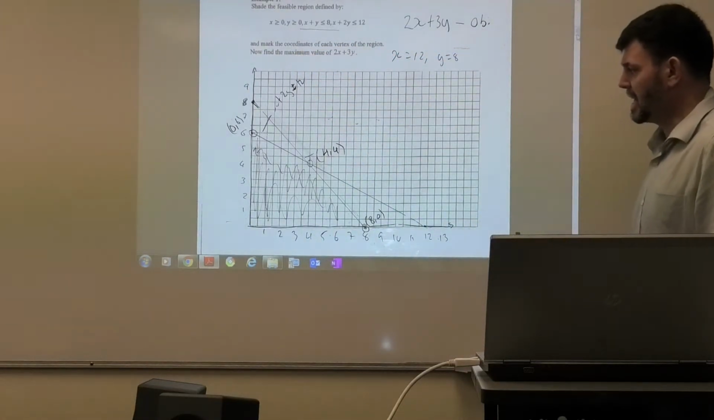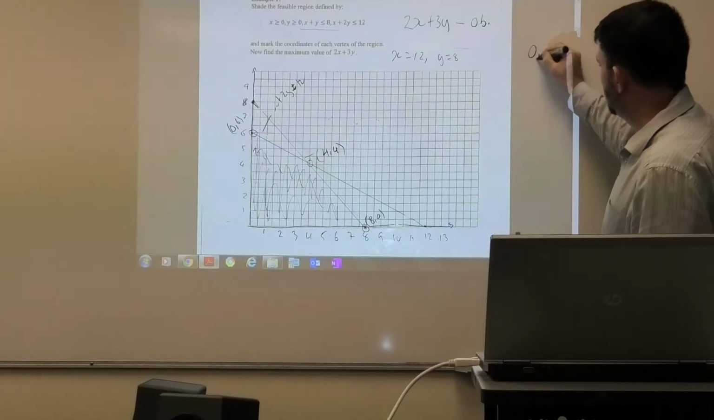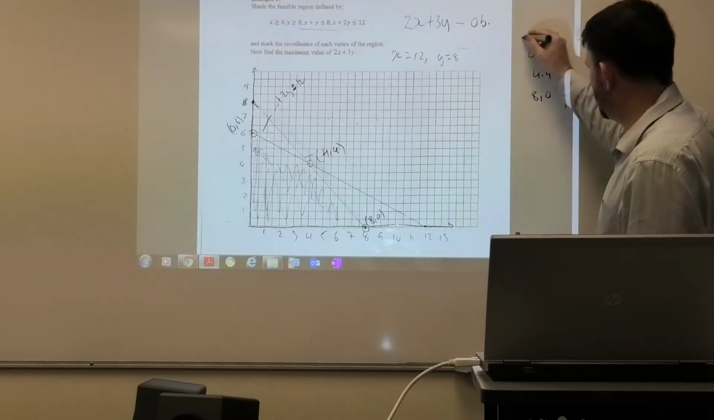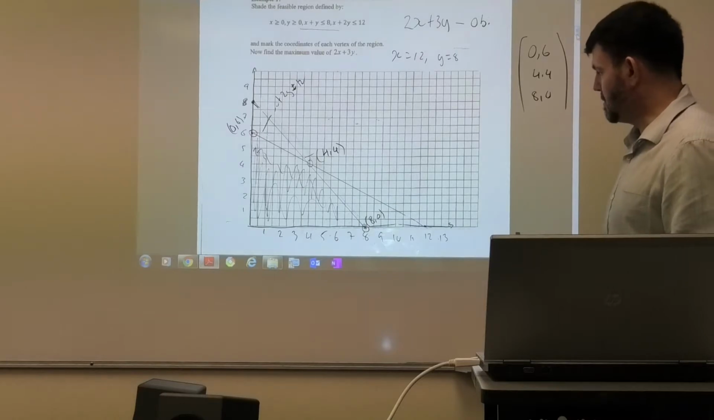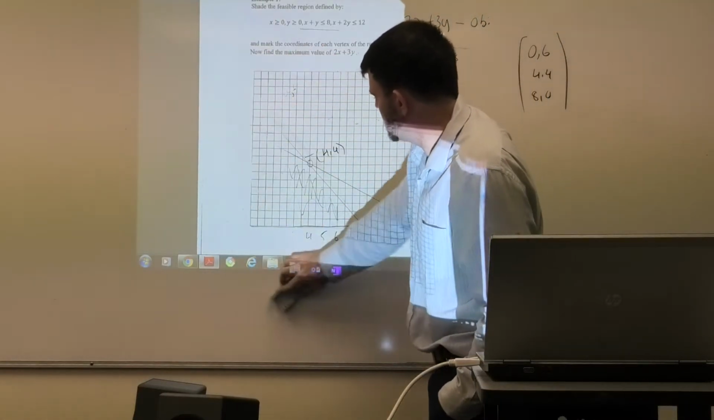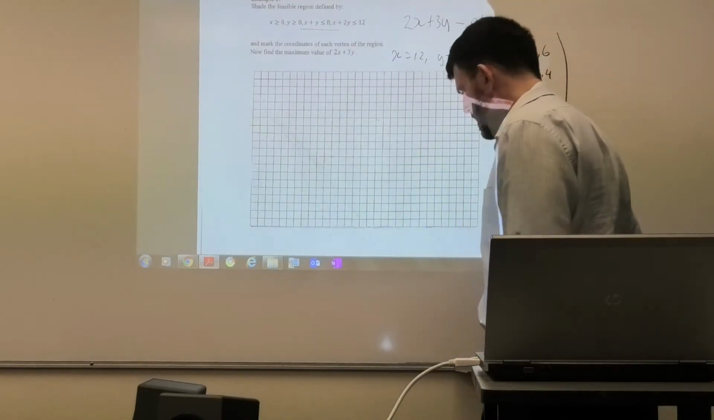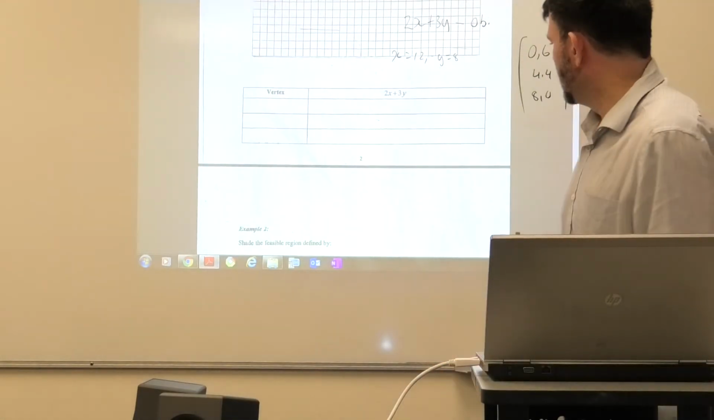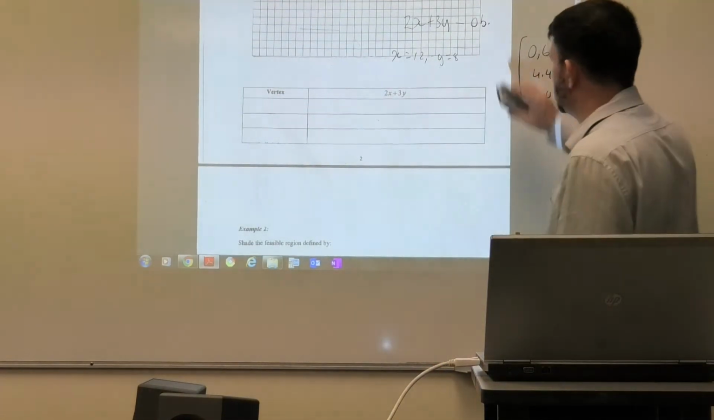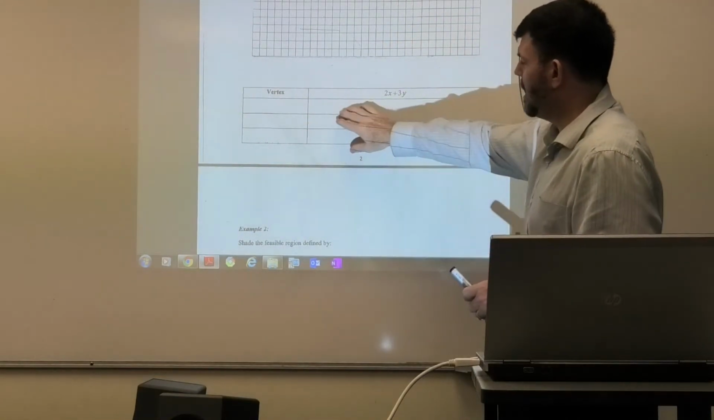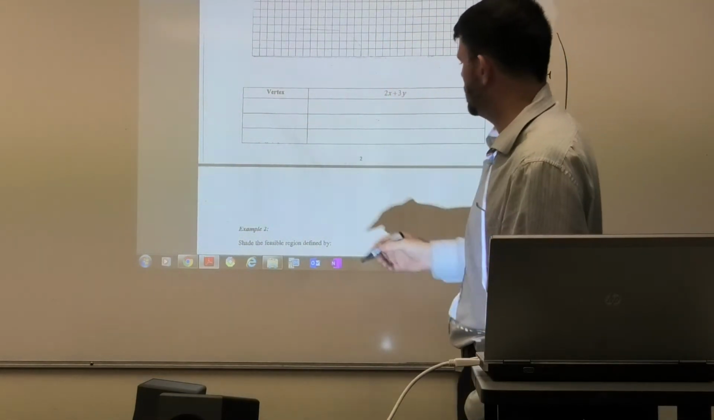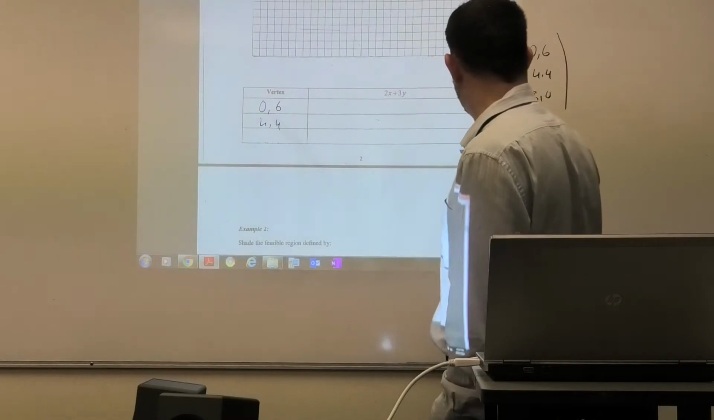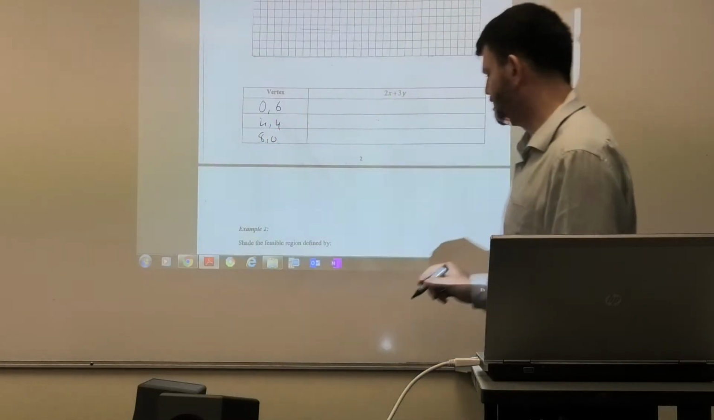So let's take that to the next step. We'll just write out over here 0, 6, 4, 4, and 8, 0 as our vertices. So let's erase this because we need the next slide, and we'll bring it up. The next part of the slide here is, you'll notice that we've got a table. And this table already has the objective function there that we had before. What we write over here are the vertices that touch that feasible region. So we've got 0 and 6, we have 4 and 4, and we had 8 and 0.